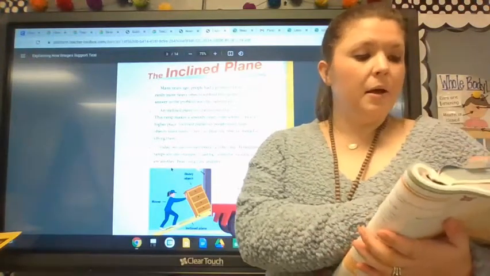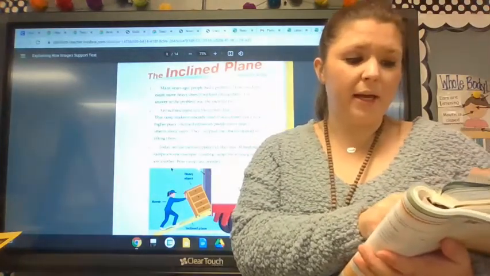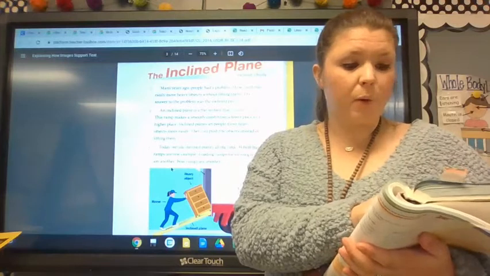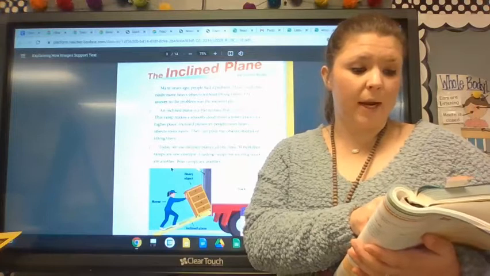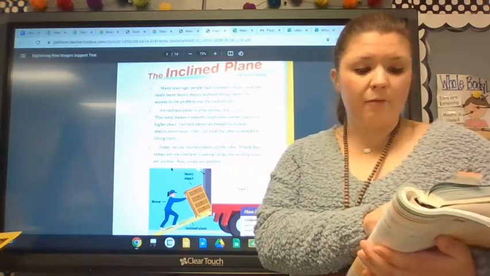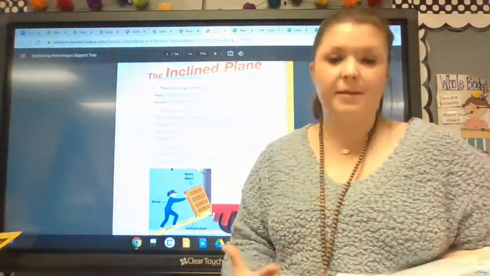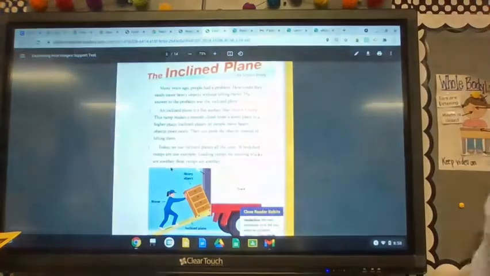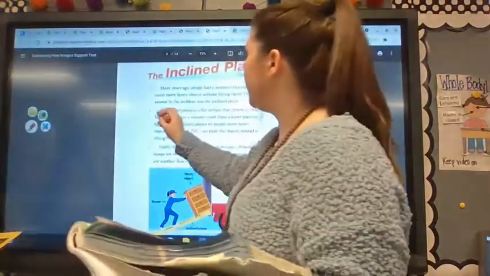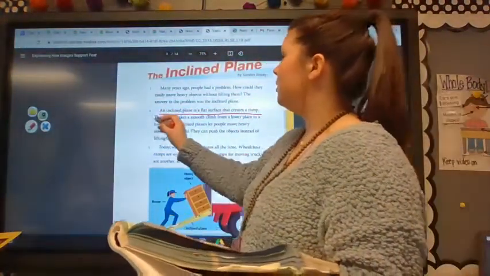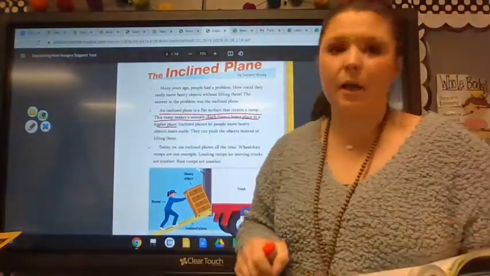Ready, begin. Many years ago, people had a problem. How could they easily move heavy objects without lifting them? The answer to the problem was the inclined plane. An inclined plane is a flat surface that creates a ramp. This ramp makes a smooth climb from a lower place to a higher place. Did that tell us what an inclined plane is? It did, didn't it? So let's underline those two sentences. An inclined plane is a flat surface that creates a ramp. This ramp makes a smooth climb from a lower place to a higher place.